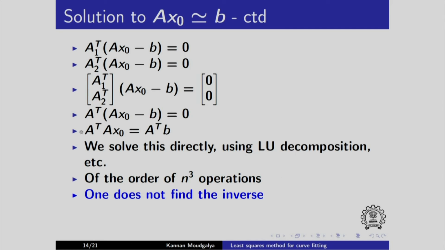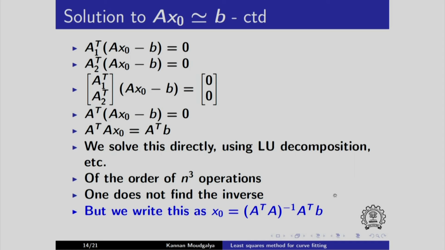One never finds the inverse, however. This is a very important observation. You should solve this equation directly. You should never find the inverse and then multiply this out. But we mathematically write this as follows. Whenever it is written like this, remember, you should always go back to this form, that is the equation form, and solve this using LU decomposition or iterative methods. But for small systems it is okay to invert.